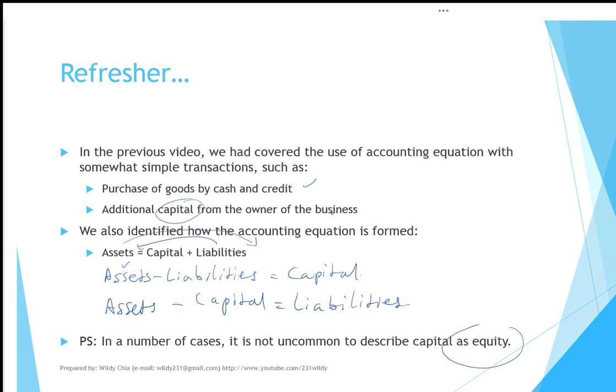And to add, you might have read from certain books that in the equation we may not use capital. Yes, you're right, in some cases the term equity is used in place of capital, but they mean the same anyway.